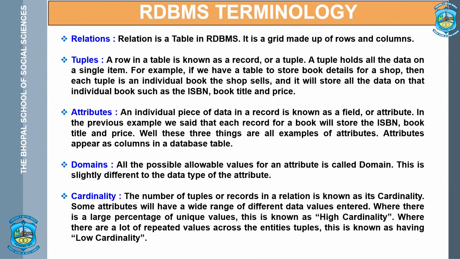Then cardinality. The number of tuples or records in a relation is called cardinality. Now, some attributes have a wide range of different data values, since we are storing the data in different columns. Where there is a large percentage of unique values, we say that we have high cardinality, and if we have a small number of unique values, we say that it is low cardinality.